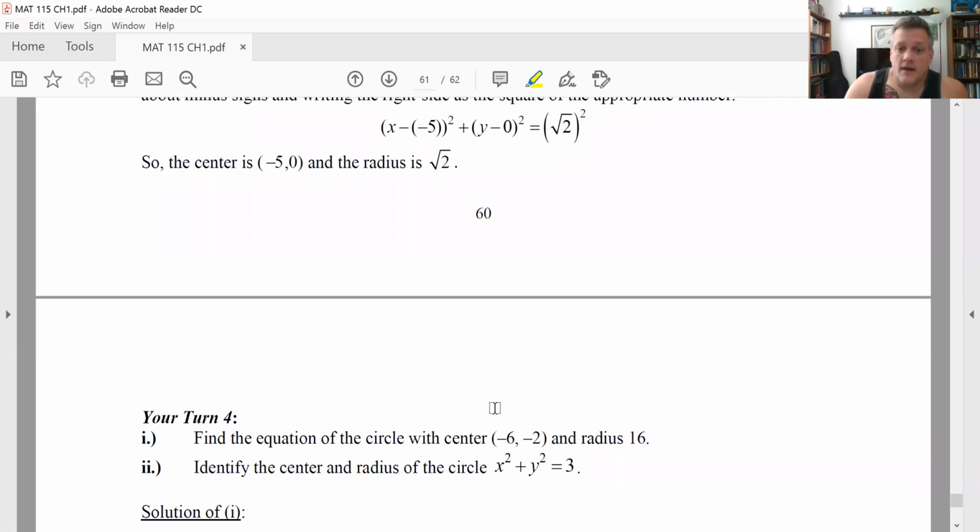All right. Again, try this your turn, see what happens. Just be careful with the negative signs. Okay, and I'll put the solution up here momentarily.